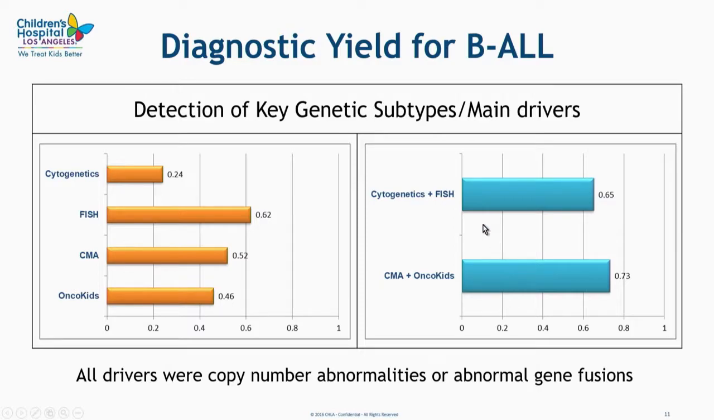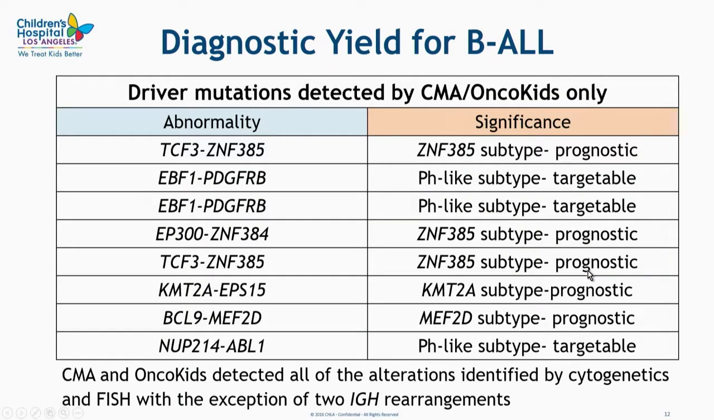But when you use a combination of techniques, you actually get a further increase in diagnostic yield. If you combine conventional approaches, cytogenetics and FISH, we captured key drivers and key genetic subtypes in about 65% of the cases. But we do see an increase when we combine CMA with OncoKids panel testing, up to 73%. This was due to detection of those novel molecular subtypes, as we expected, that are not effectively picked up by conventional methods.